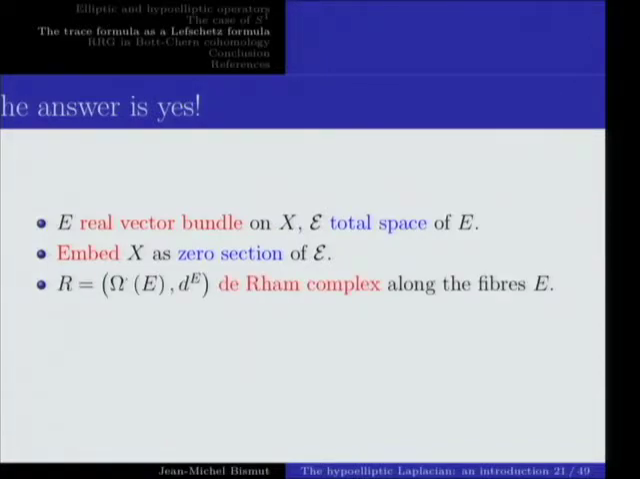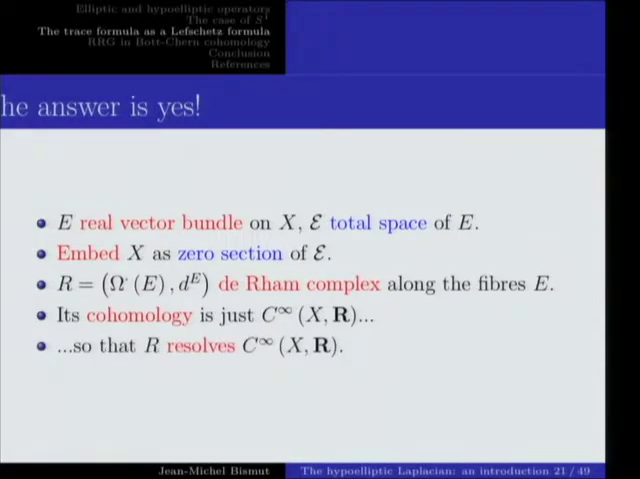What I'm doing is just looking at the Dirac complex along the fibers. So I don't look at the whole differential forms, I just look at those differential forms along the fibers of E, equipped with the fiber-wise Dirac operator. This is a complex, and its cohomology, by just using the Poincaré lemma, is the original space of smooth functions on X with values in R.